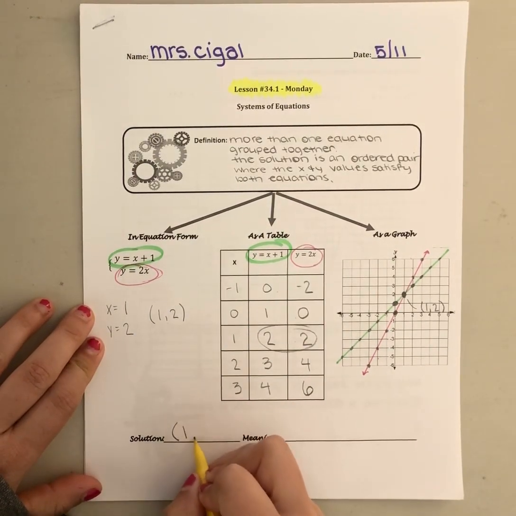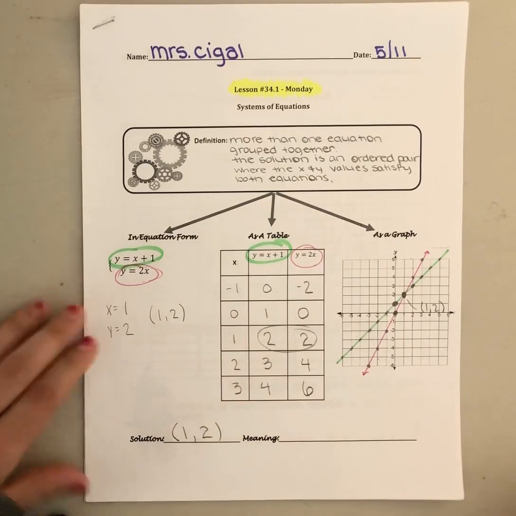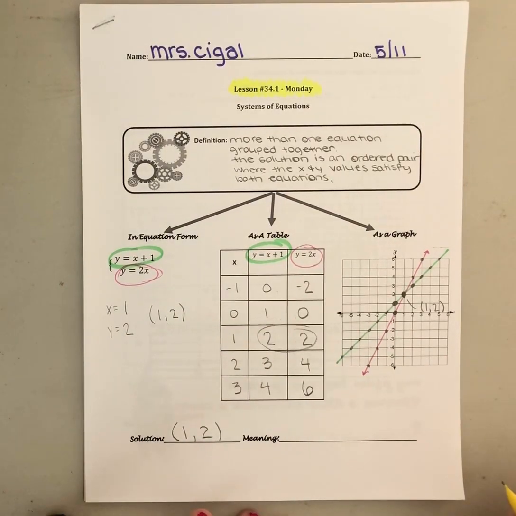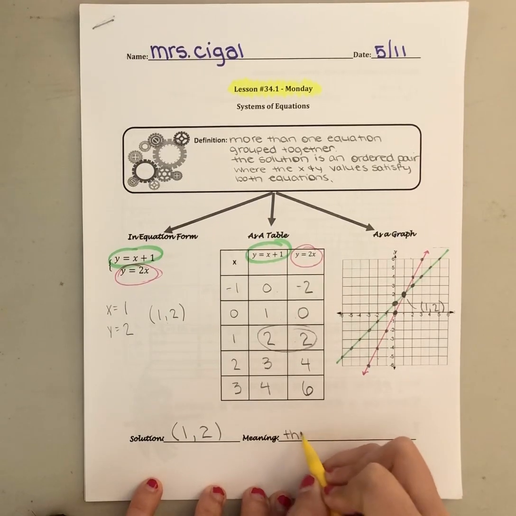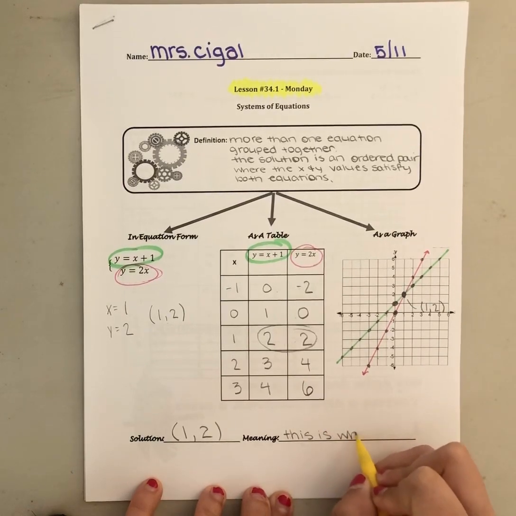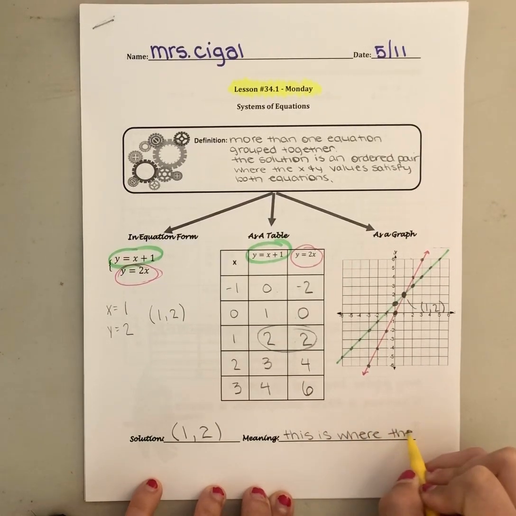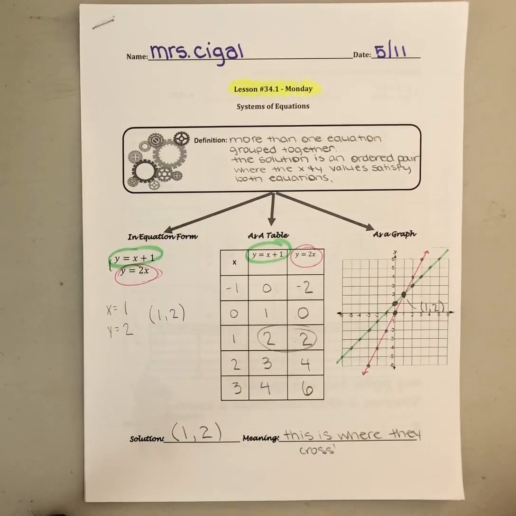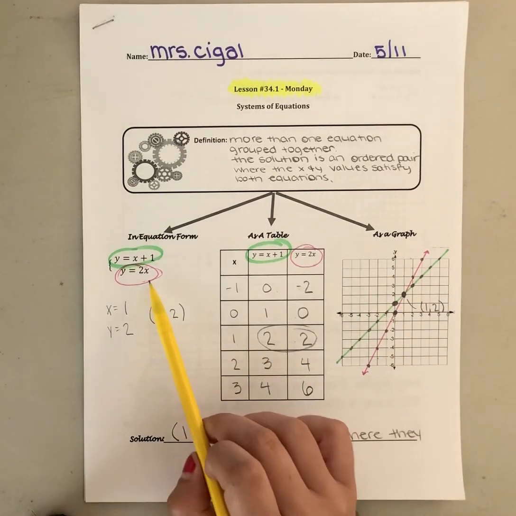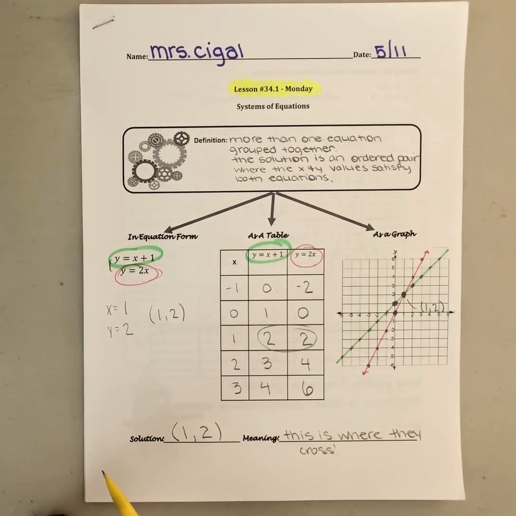So the solution to the system is the ordered pair (1, 2), meaning that if you plug in x equals 1 and y equals 2, it satisfies both equations. And we can also say this is where they cross. So when x is equal to 1, both of those lines have y values of 2. So that's it. We're identifying that we've got a system of equations, so more than one equation is grouped together. Its solution is that point where they cross.